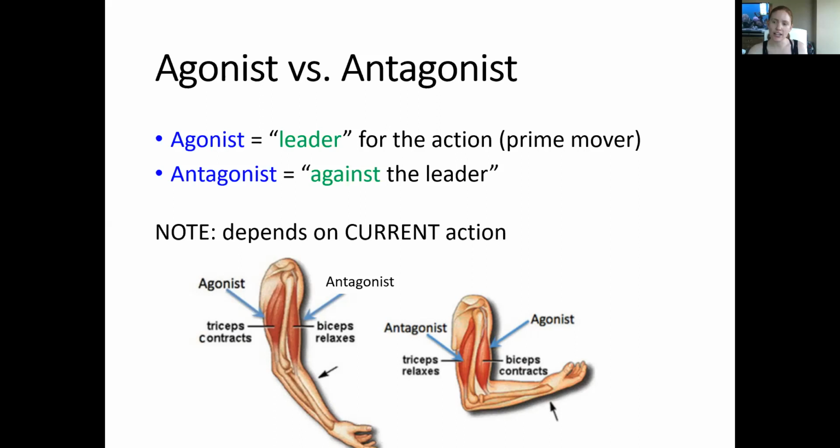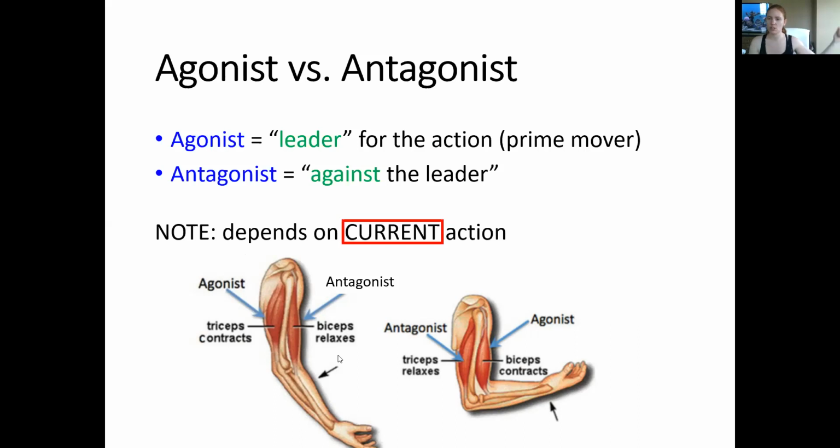So when you're looking at the relationship between two muscles for any particular organ, any particular movement, you're going to have an agonist and an antagonist. An agonist is also known as the prime mover. That is the one that is going to complete that action. And the antagonist goes against. So an antagonist means against, the opposite movement for that action. Now, it's very important for your understanding to know that when you're talking about agonist versus antagonist, it completely depends on the current action being taken.